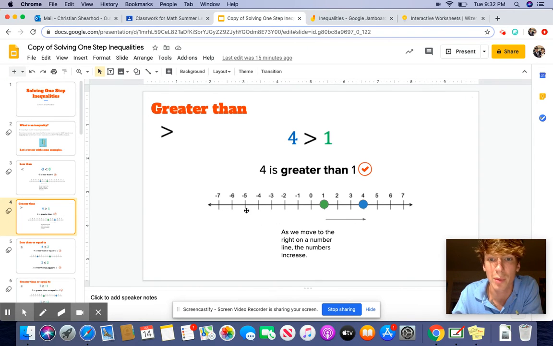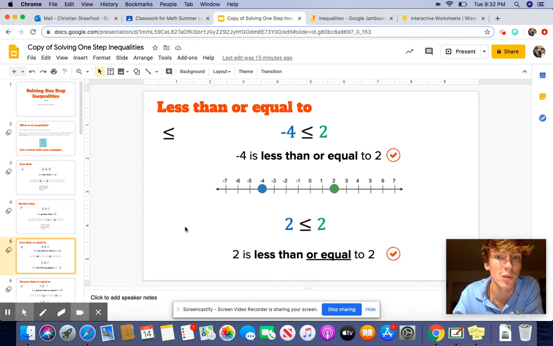Down here, they have them on number lines. When it's easy like this, you should just know. But as you move on and get crazier numbers, you're probably going to want to put them on these number lines. Less than or equal to.